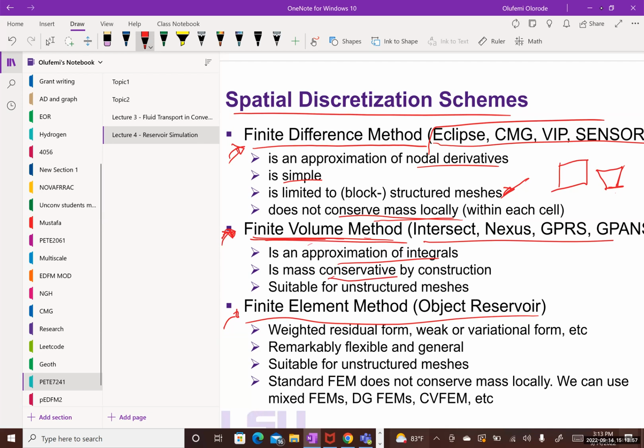It's mass conservative by construction because you're integrating over control volume, and the control volume will be each grid block in the domain. So it's locally mass conservative. It also conserves flux across the interfaces between each of the control volumes. It works for unstructured grids. So your grids can have any arbitrary number of sides. It can be 4 in some places, it can be 5, it can be 7.